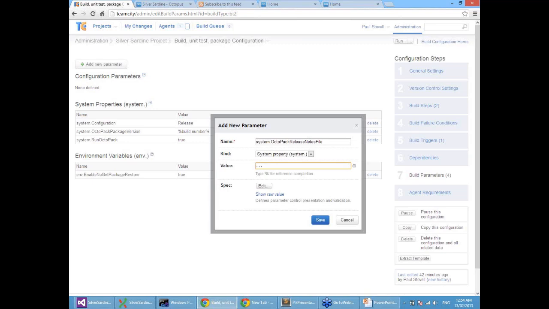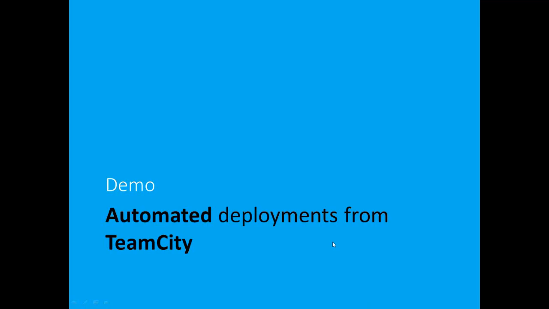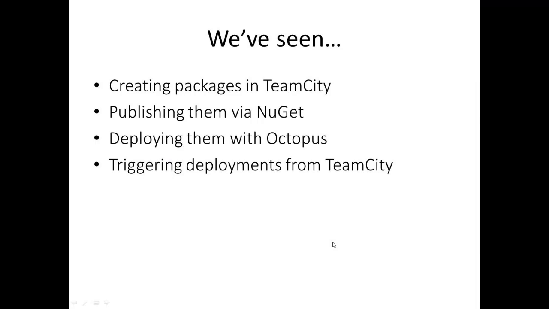Okay, that's it for my demos on this, and I think we're getting towards the end. So here we've looked at creating those packages in TeamCity using the Octopack MS Build Targets plugin. We've had TeamCity make sure they're available in their NuGet repository. We've deployed them with Octopus manually, and we've looked at the different ways of triggering those deployments from TeamCity.